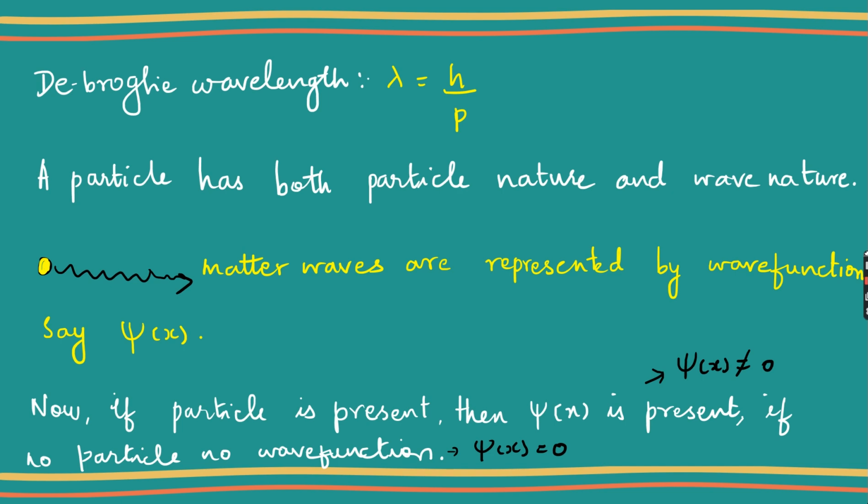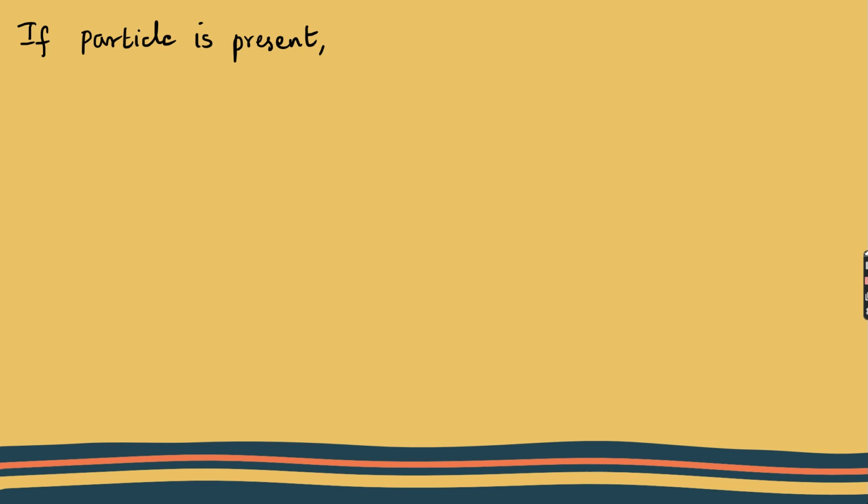The wave function will not go to 0 when a particle is present. If there is no particle, then there is no wave function, and you can directly put the wave function equal to 0. You have to remember this, as it can be asked in any multiple choice question. Now, if the particle is present, we have two cases: it can be at rest or it can be in motion.